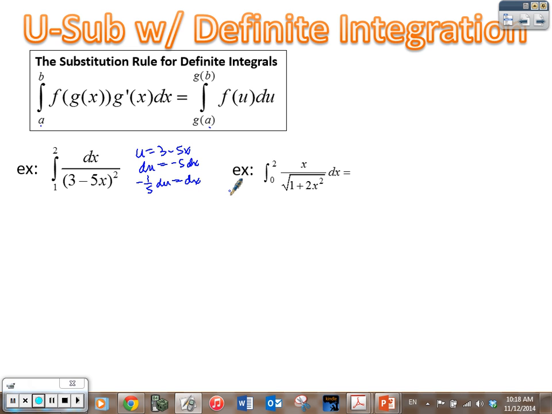Immediately. The way that I do that is I take the expression that I set up for u and I substitute these x bounds inside of it. So this is at x of 1, so I would do 3 minus 5 times 1, and that's going to be a negative 2. So my new u bound at that location would be a negative 2. Then I take the next one, so 3 minus 5 times 2. And that would be 3 minus 10, or negative 7.